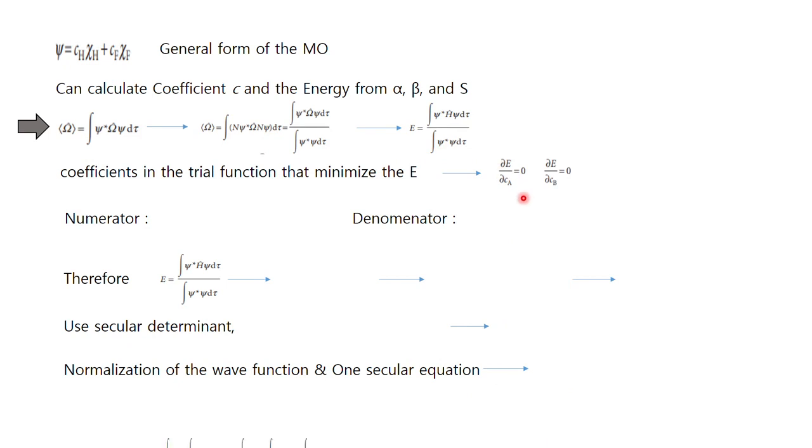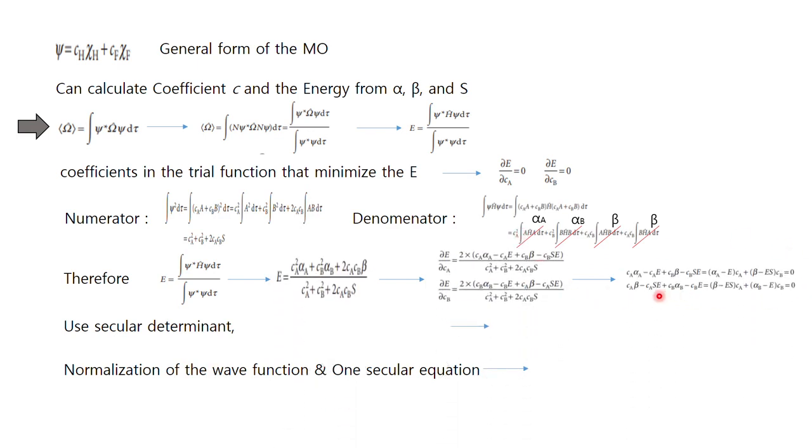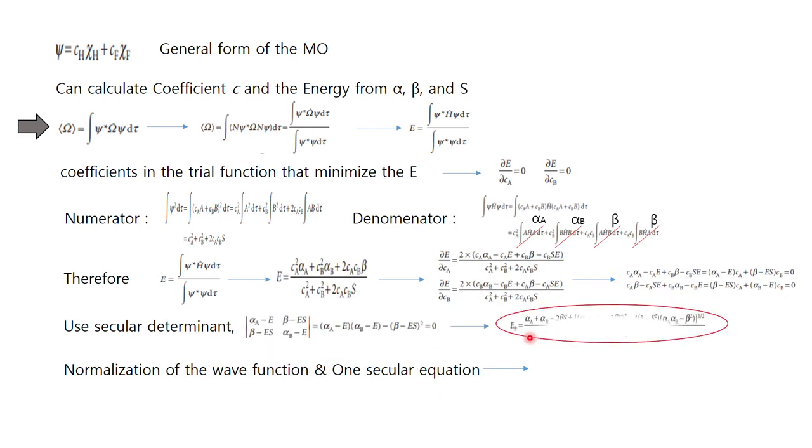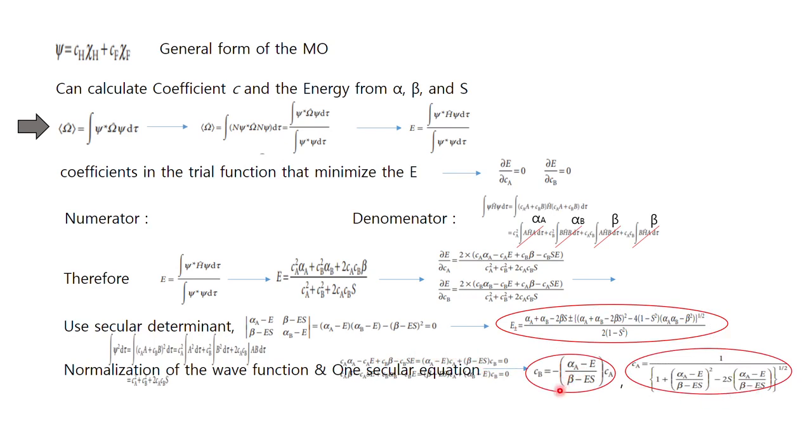Then calculate the numerator and the denominator and simplify it. We can now differentiate the energy and two equations appear. Use the secular determinant to solve the equation and solve the quadratic equation for energy. Therefore, the energy can be calculated by the formula. Plus, use normalization of the wave function and the upper part of the secular equation. Then, the formula to calculate the coefficients of the wave function can be shown. By using the wave function and the energy of the MO, we can get the molecular orbital energy level diagram.